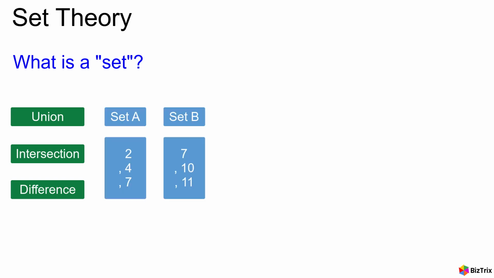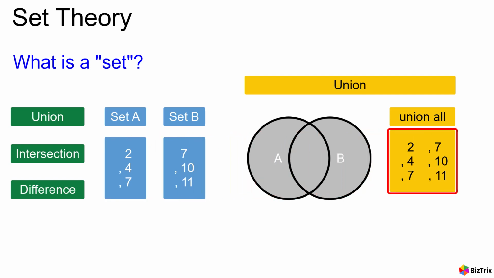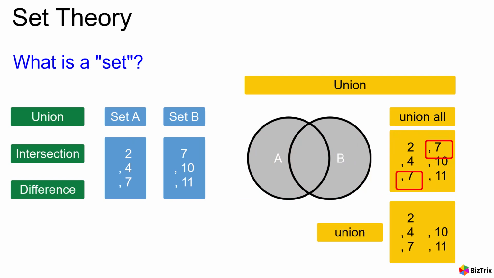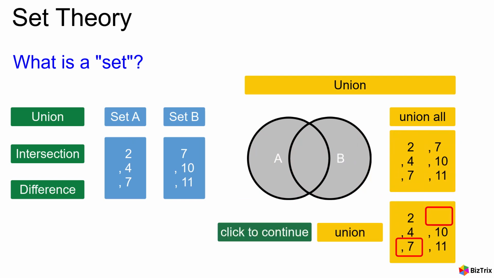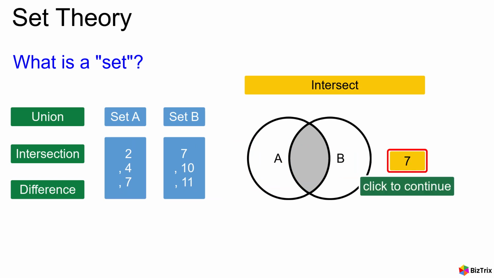Here we have two sets of numbers, set A and set B. If we union set A and B, we combine the two sets. We can decide to keep duplicates or remove duplicates. Simple, right? If we take the intersection of set A and B, we take the overlapping area, or where A equals B. Still simple, right?